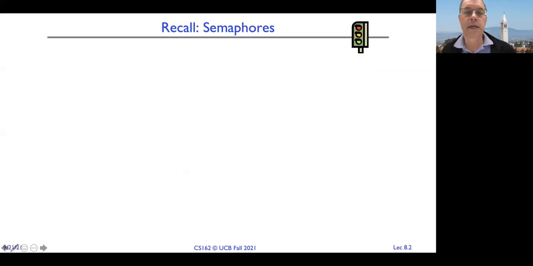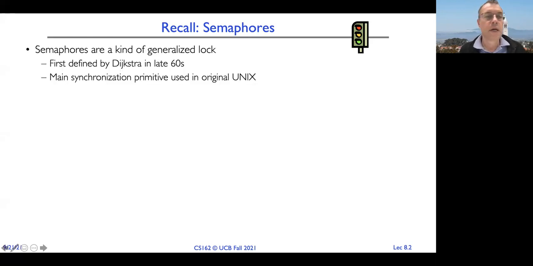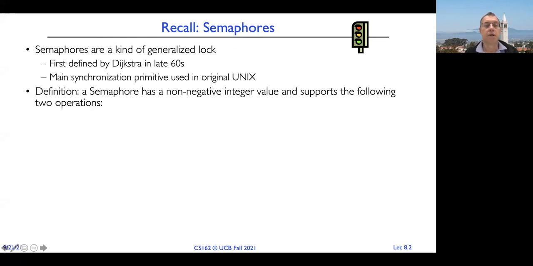So let's recall a few things from the last time, in particular semaphores. If you remember, semaphores are like generalized locks, and they were defined almost 60 years ago. It was a main synchronization primitive used in original Unix. And when we are talking here about synchronization, we are talking about it in the context of implementing a critical section.